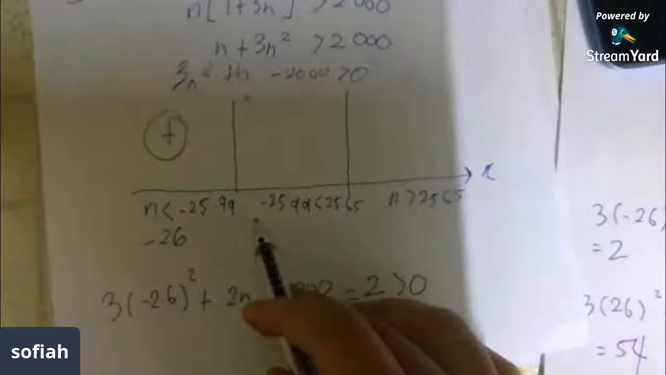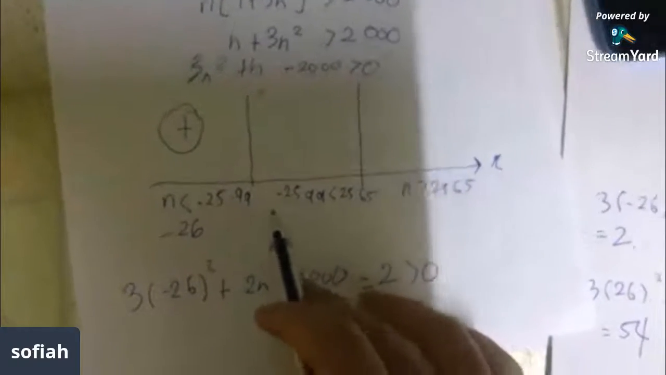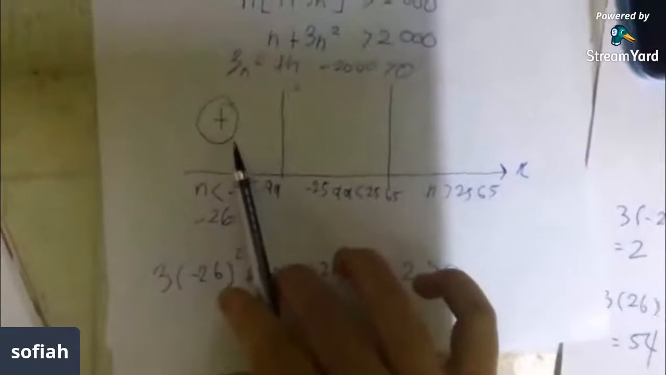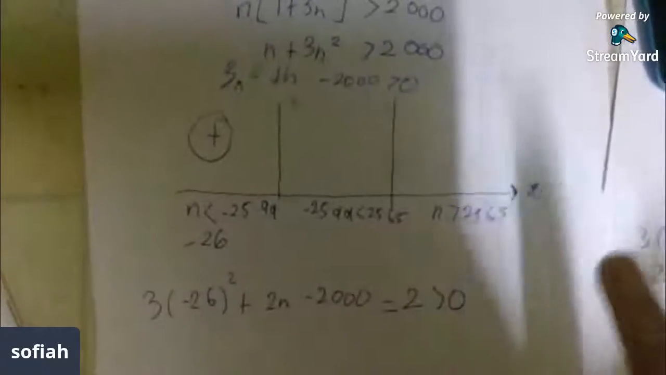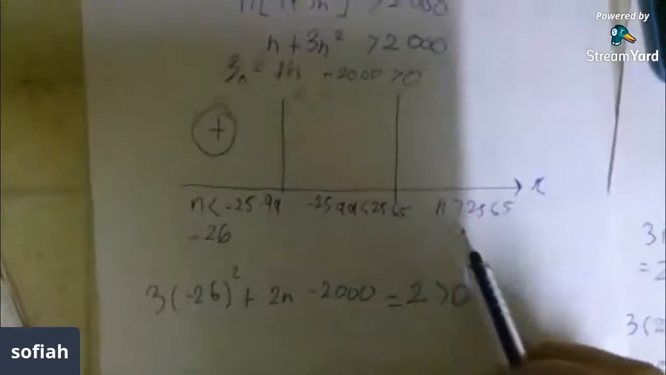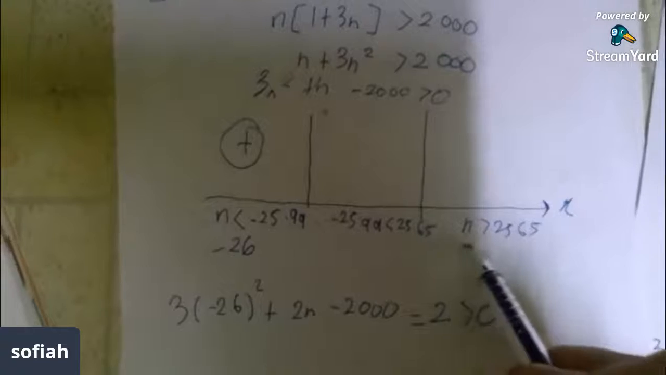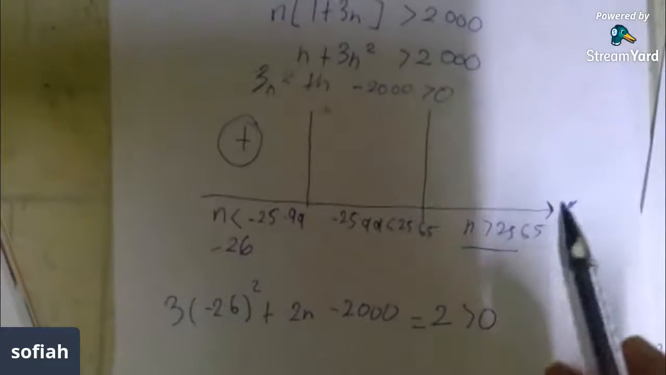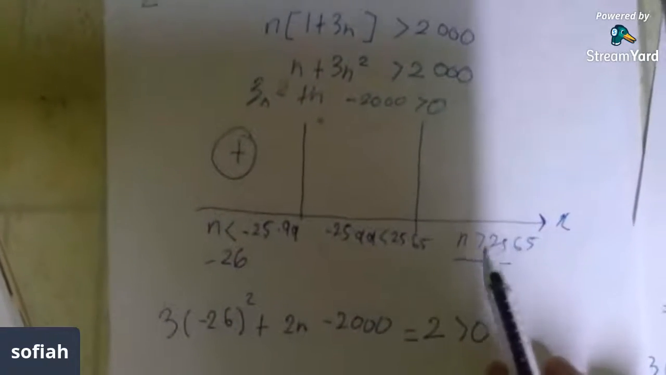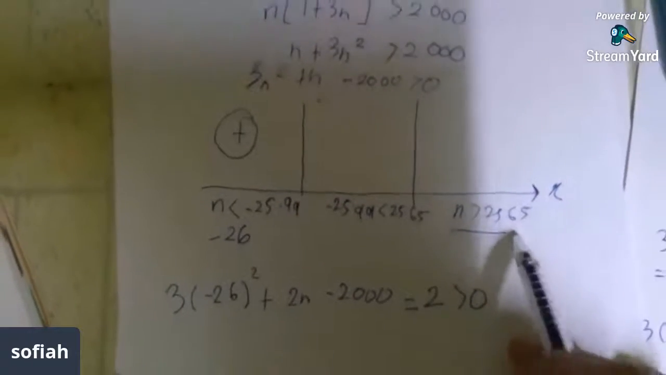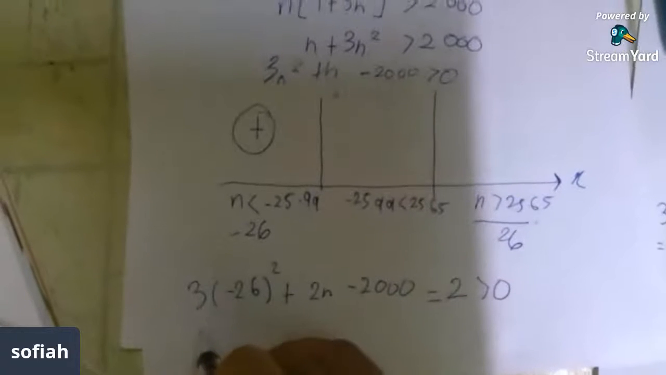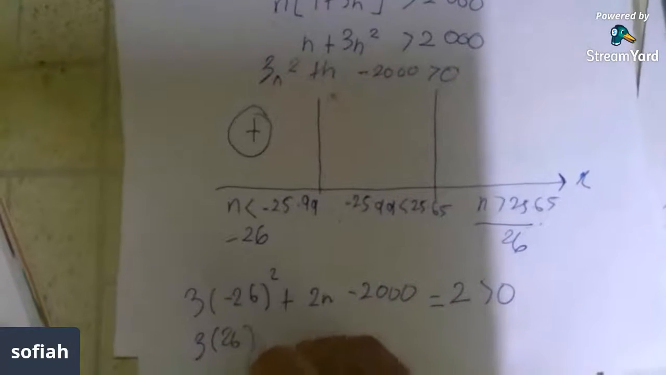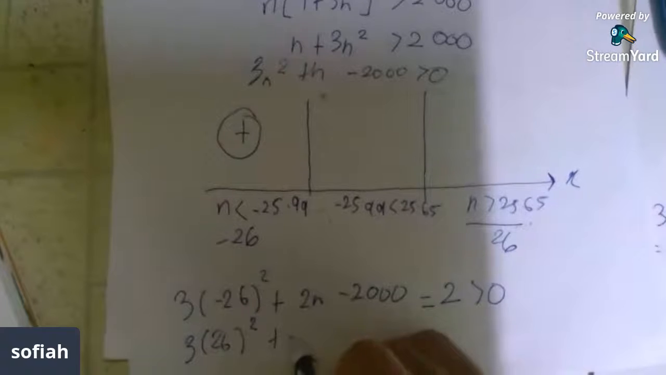And then we know that this is the positive part of the equation. Then we will substitute one of the test points from this value. Let's say if we choose 26, we substitute the value of 26 into the equation.